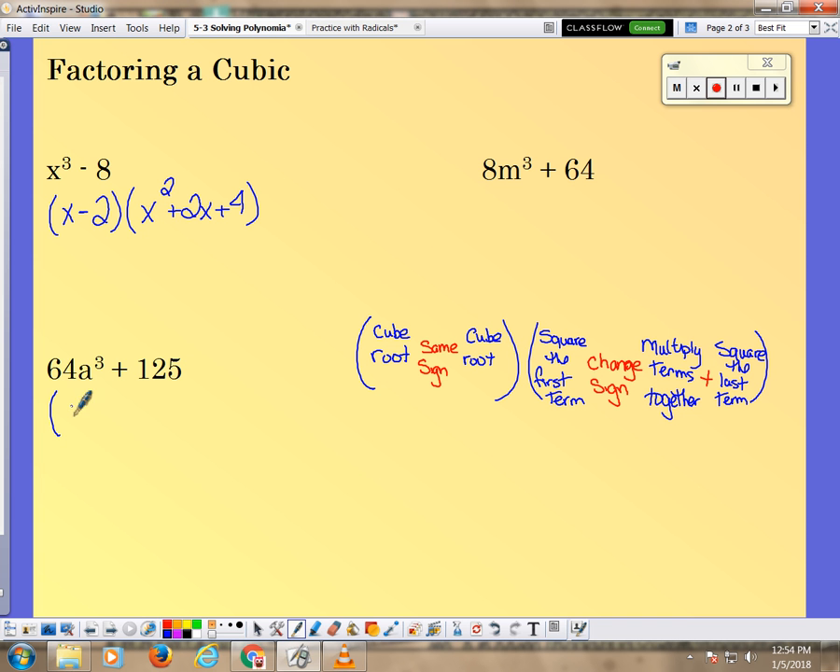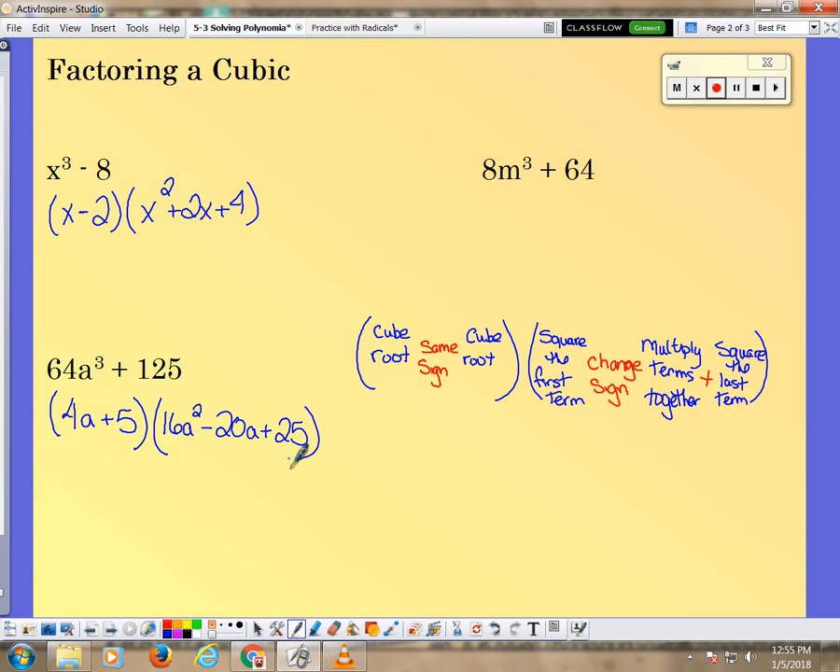So the cube root of 64 is 4. The cube root of a cubed is a. Keep the sign the same. The cube root of 125 is 5. Close off the parenthesis. Open my new parenthesis. I'm going to square the first term, which is 4a. So when I square 4a, I get 16a squared. When I multiply the two terms in here together, that's 20a, and I have to change the sign, so it's going to be a minus 20a. And then I'm going to take this last term and square it, and I'm going to get 25. And that's the end of that one.